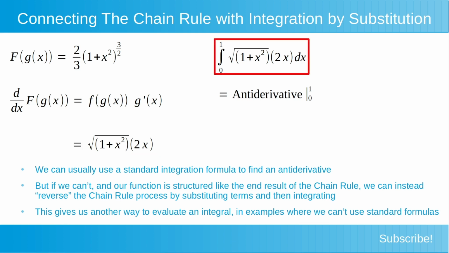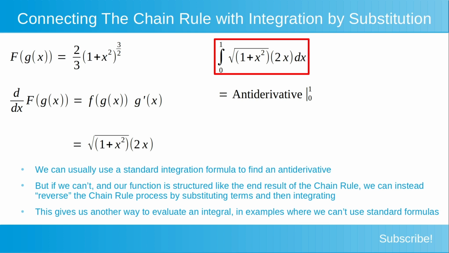Now, over here at the top right hand side of the screen, we're trying to evaluate the definite integral of the square root of 1 plus x squared multiplied by 2x with respect to x. Our first main step is that we're trying to find an antiderivative of that function.